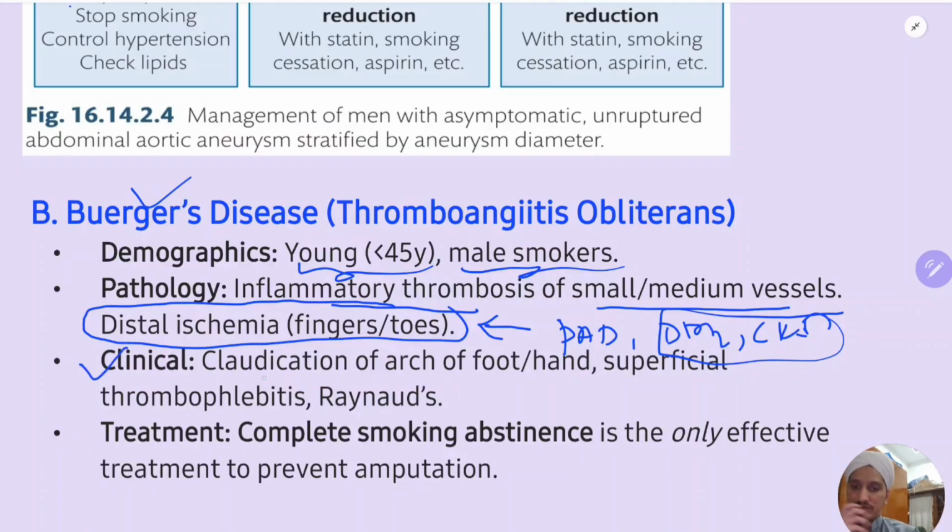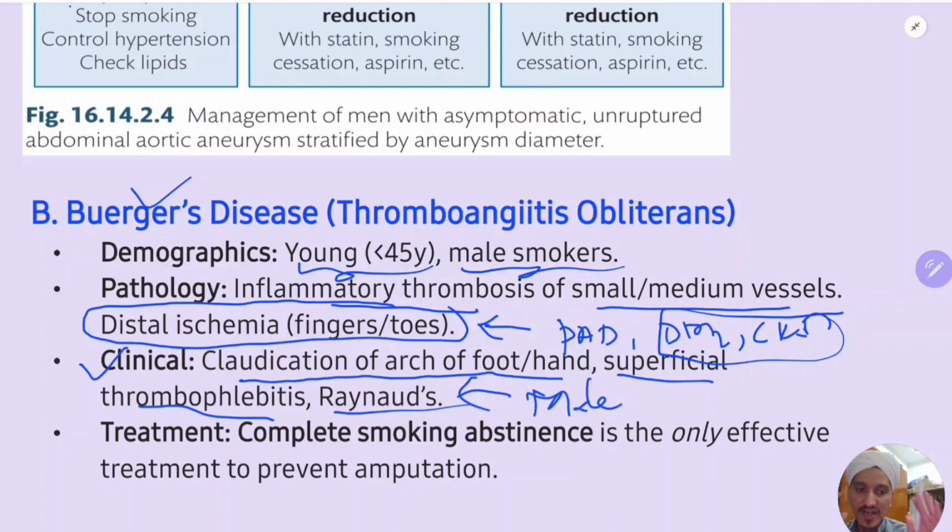What will be the clinical presentation? Claudication of the arch of the foot or hand. See, they involve the foot and palm, the arch of foot and hand. They can also have superficial thrombophlebitis, meaning inflammation of the superficial veins. And they can even have Raynaud's phenomena. Raynaud's phenomena in a male, always suspect Buerger's disease first. In a female, always suspect connective tissue disorder first. Connective tissue disorder can also present in males, but first you need to suspect Buerger's disease in males, and in females you can suspect SLE or scleroderma or something like that.